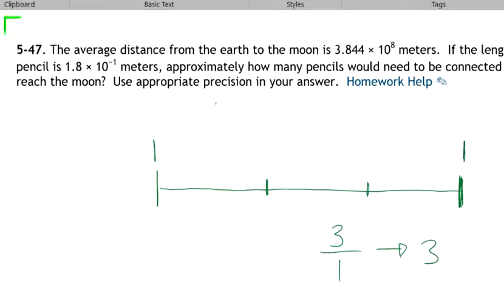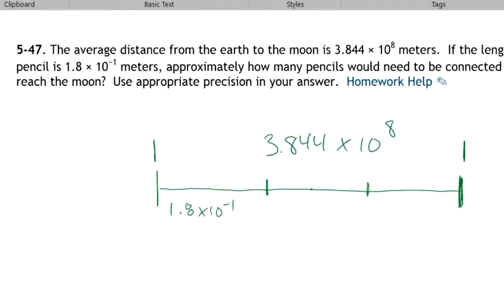That total distance is 3.844 times 10 to the 8th power. And I'm going to be dividing that number by, here it was 1 foot, but each one of these individual pencils is 1.8 times 10 to the negative 1 power. Now, obviously, it's going to take much, much more than 3 of these, but the division problem would tell me how many pencils I actually need. So I'm looking at 3.844 times 10 to the 8th divided by 1.8 times 10 to the negative first power.